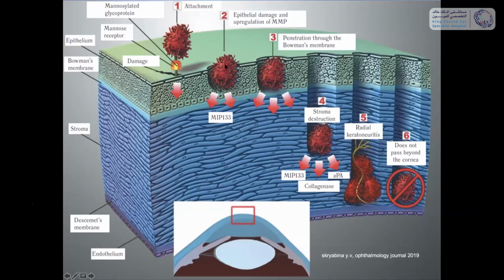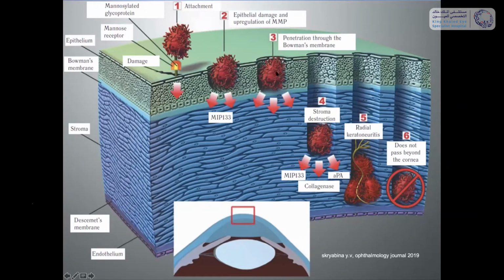In this stage here, in the epithelial damage and upregulation of matrix metalloproteinases, there is a production of what is called mannose-induced protein 133. This protein, which is produced by the trophozoite, acts on the epithelium to destroy the epithelium, destroy the keratocytes, and cause apoptosis of macrophages.